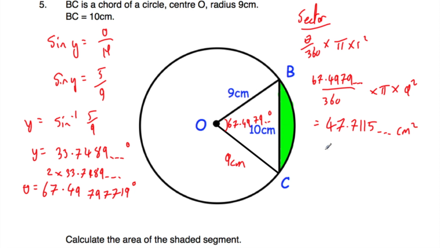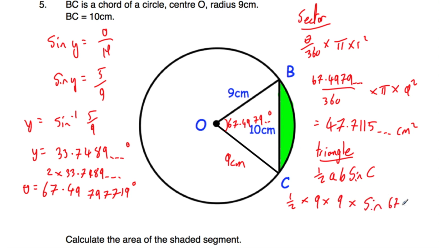Now we need to find the area of the triangle. So let's write that down, triangle. For this triangle, you can see we've got two sides, the OB and the OC, and we know the angle in between them. So we can use a half AB sine C. So it's going to be a half multiplied by A, well, let's call that 9 centimeters, multiplied by the other side, which would be 9 centimeters, multiplied by the sine of the angle in between those, which is 67.4979 and so on. And whenever we work that out, we get that's equal to 37.41657 and so on centimeters squared.